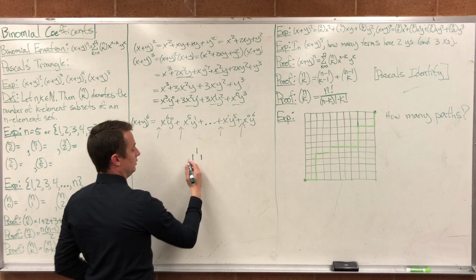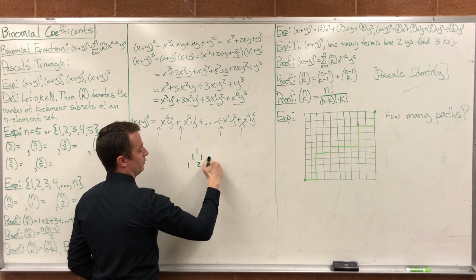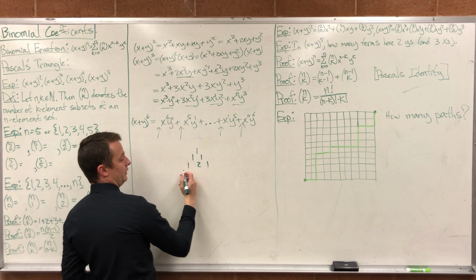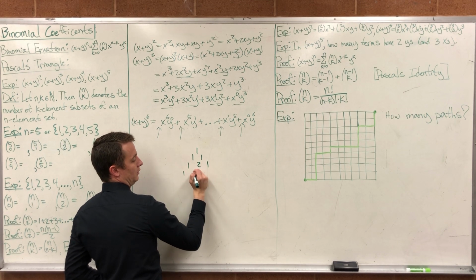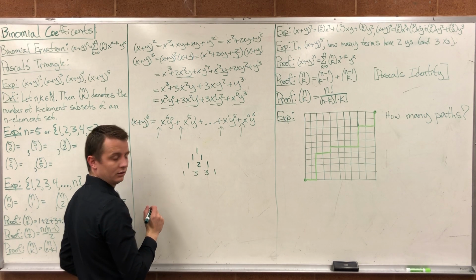What's 1 plus 0? 1. What's 1 plus 1? 2. What's 1 plus 0? Alright, tell me the next row to write. 1, 3, 3, 1. Everyone see how we got that? Alright, Debbie, what's the next row?